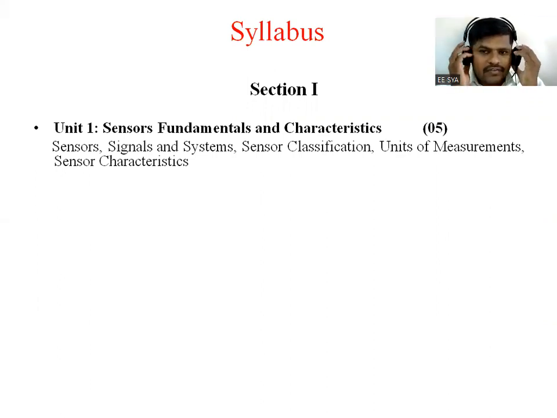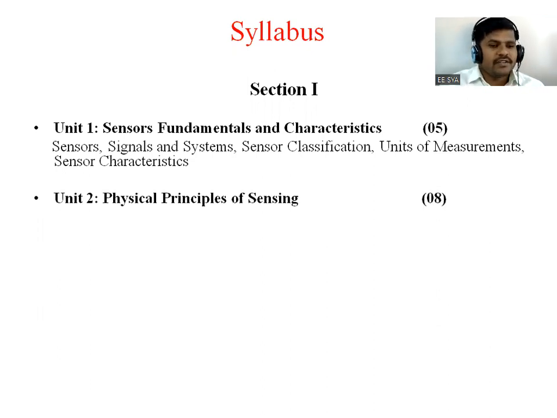This unit has 5 hours as per the university, and the unit content is sensor, signals and systems, sensor classification, units of measurement, and the sensor characteristics. So it will be included in the first unit. The second unit is again basic: the physical principle of sensing.